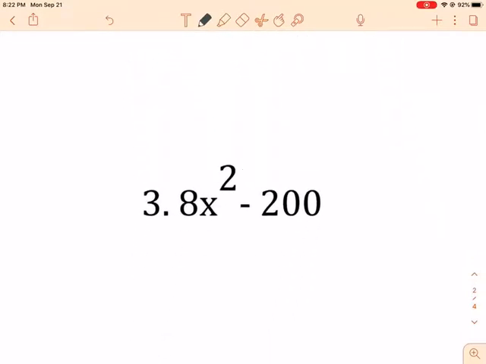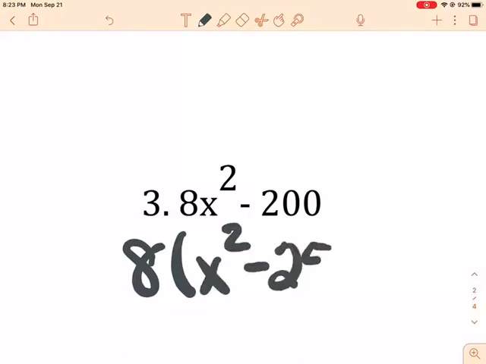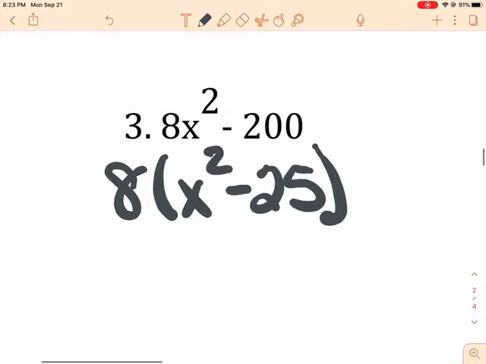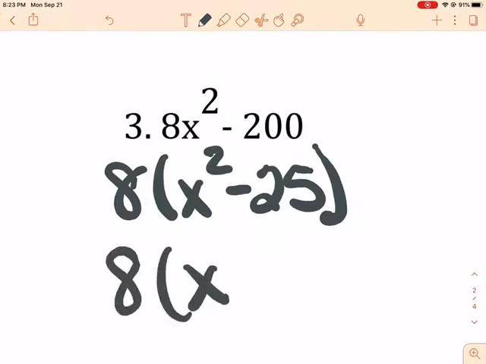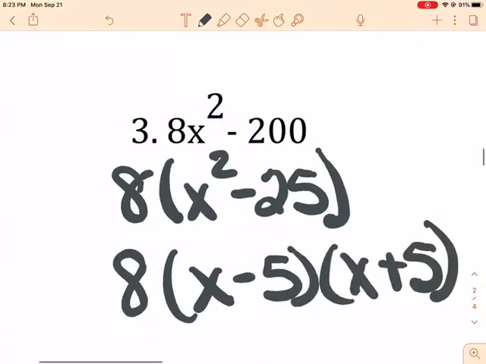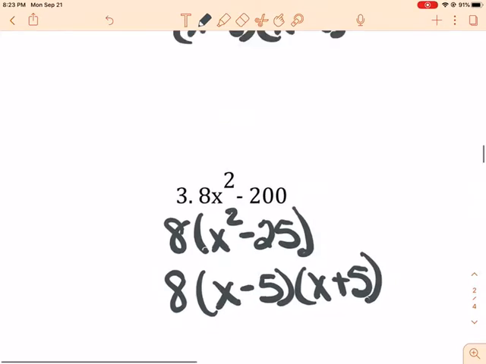Okay, let's start here. 8 and 200 are not perfect squares, but we can take out a greatest common factor. I believe 4 is our GCF. No, wait, does 8 go into 200? 25, yes, it does go in. I was wrong. So 8's on the outside, both are perfect squares, so x minus 5, x plus 5. All right, so why don't you try the other two and see how we did?